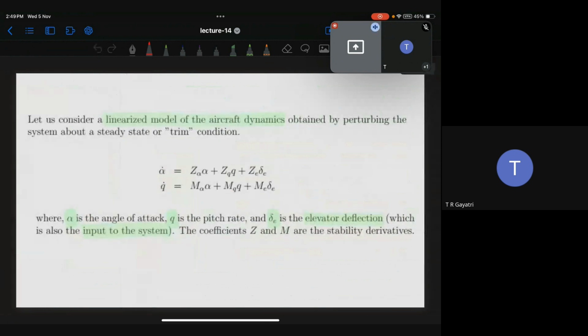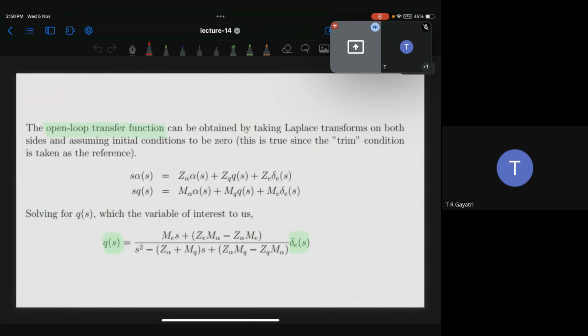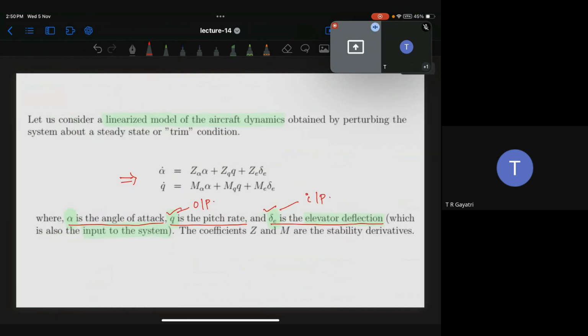So let's see here. These are the dynamic equations for an aircraft. We don't need to understand them here, just see that these are the two equations. Here alpha is the angle of attack, Q as I said is the pitch rate, and delta E is the elevator deflection. These are important. When you change delta E, Q is going to change. That is what we need here. It means delta E is the input and Q is the output.